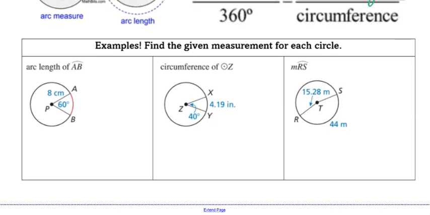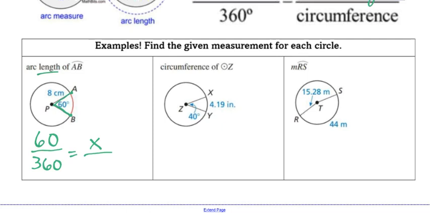All right, so we're going to use that proportion in a few different ways here. Trying to find the arc length of AB here. The arc length is the distance from A to B. We're given the radius, and we're given the central angle. So we know that the angle measure, the arc measure really, is 60 out of 360. And that equals some arc length out of the total circumference, which we don't really have yet. We have to find that.